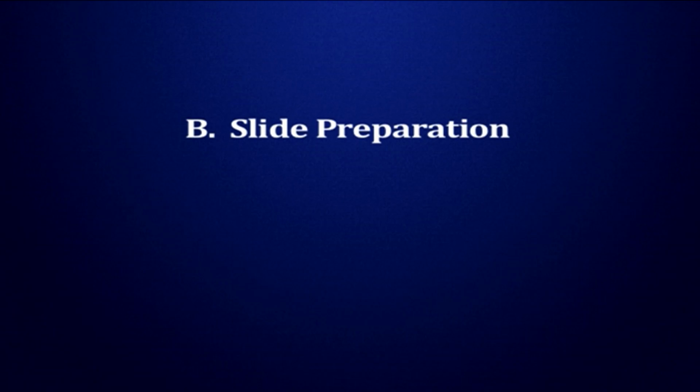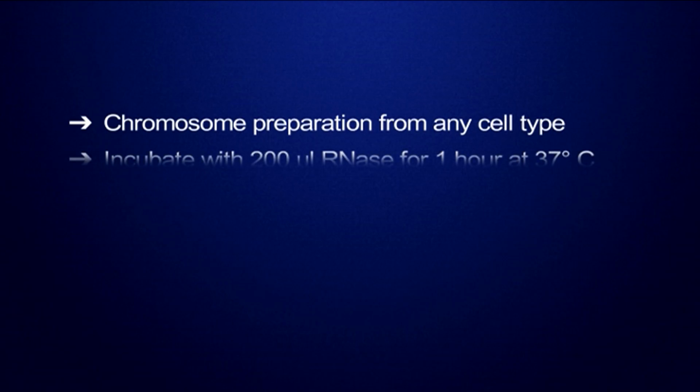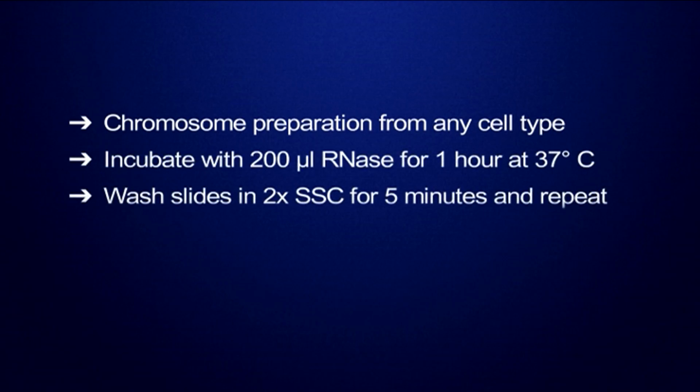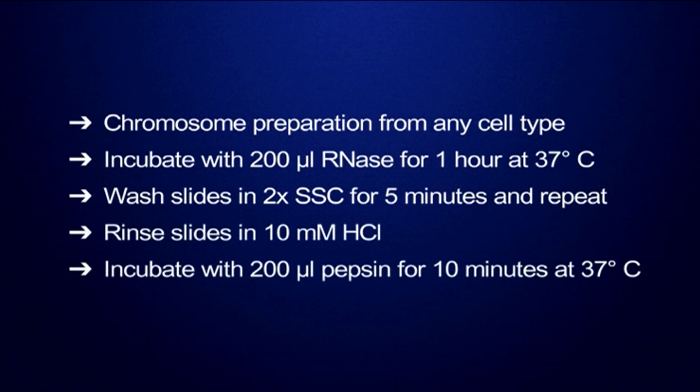Now, slide preparation. Chromosome preparation from any cell type. Incubate with 200 microliters RNase for 1 hour at 37 degrees centigrade. Then wash slides in 2x SSC for 5 minutes and repeat. Rinse slides in 10 millimole HCl. Incubate with 200 microliters pepsin for 10 minutes at 37 degrees centigrade.